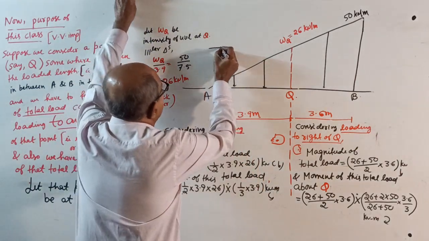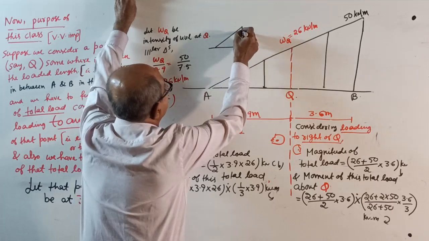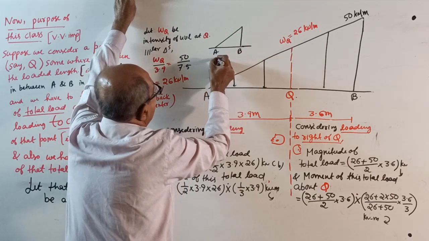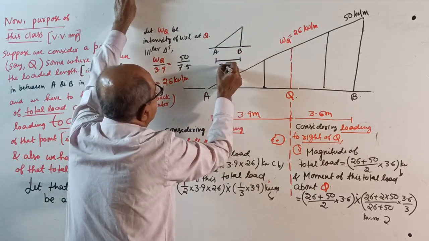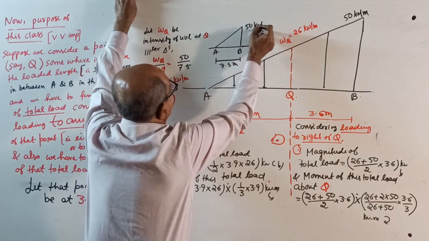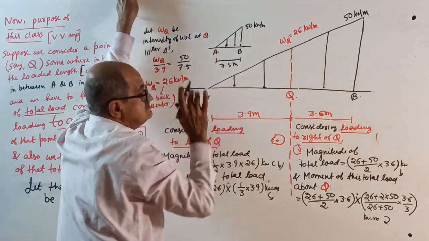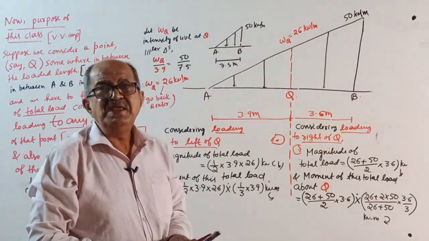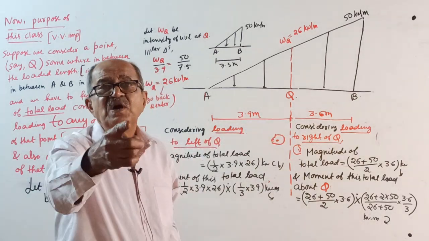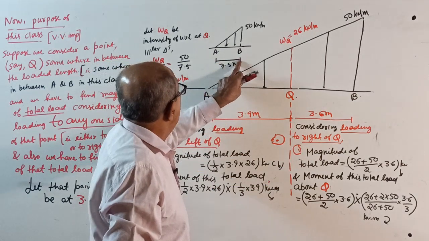Most probably, the question given is like this. See here, this is A, this is B. I think it is 7.5 meter, and this is 50 kN per meter. Most probably, that is the answer. Now, by chance, if it is different, I can't change it now. Change the question: make it 7.5 and 50.